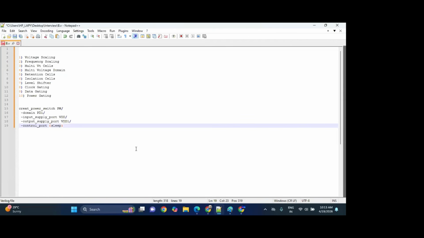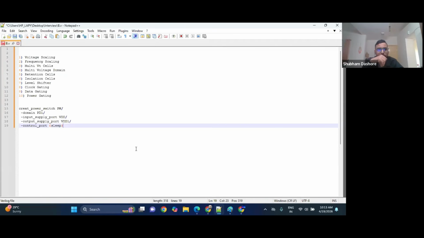So which is the best, according to you: clock gating, multi-VT, frequency scaling, or voltage scaling? Which is best for this question?